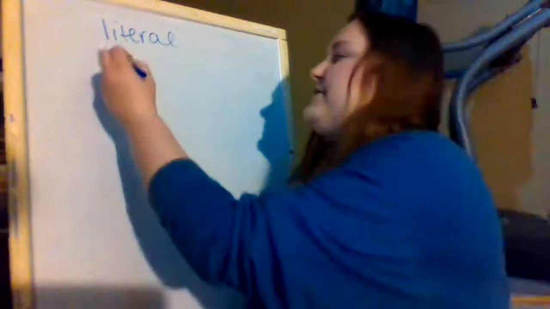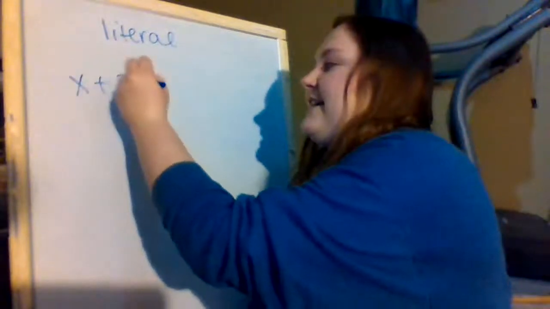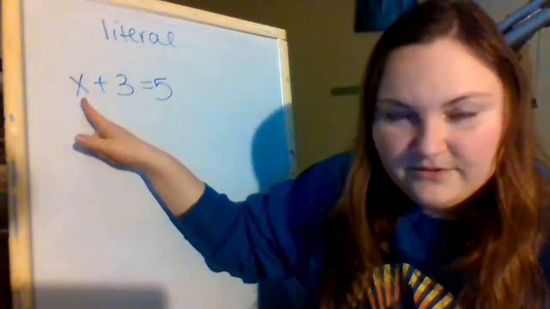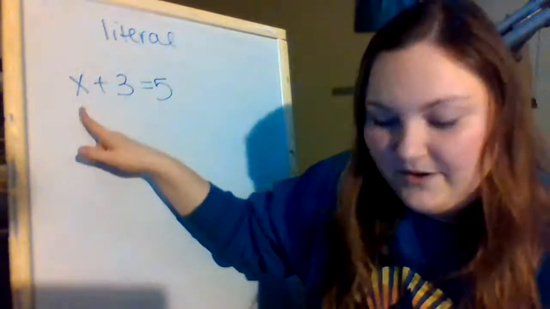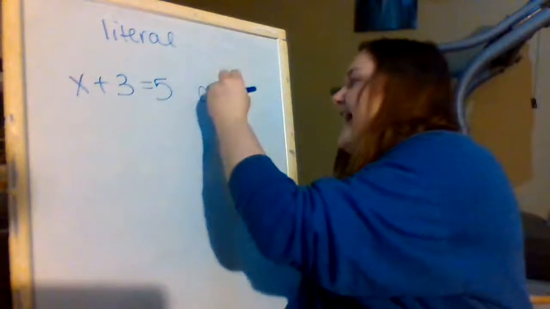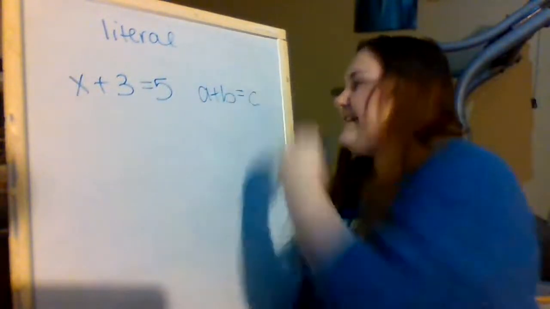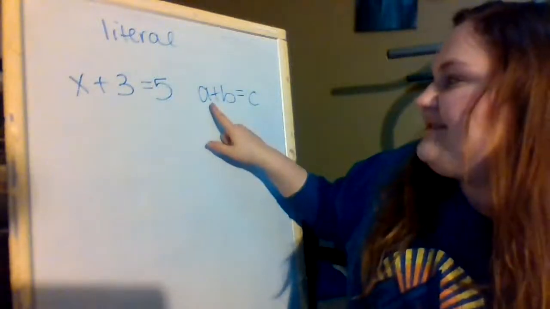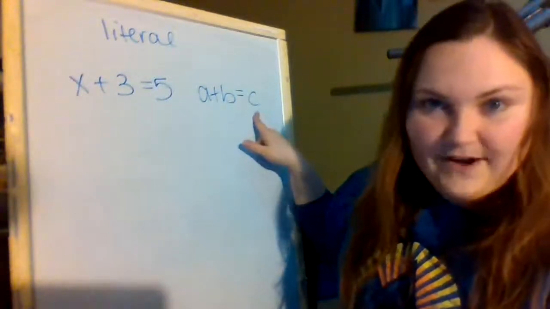So instead of equations we're used to, like x plus 3 equals 5, equations with only one variable and you're solving for that one variable, an equation like a plus b equals c is an example of a literal equation because it's an equation that has multiple variables.